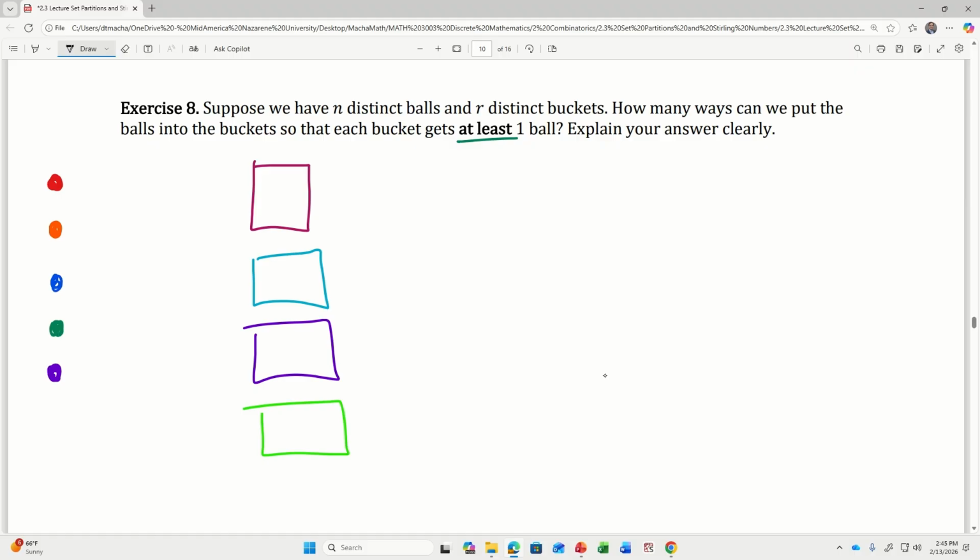Would it be the Bell number? The Bell number is the total number of ways to partition a set, and so if we were going to include the Bell number, you would need to allow a variable number of buckets. Right? But we're saying this has to be r buckets. It's not any number of buckets.